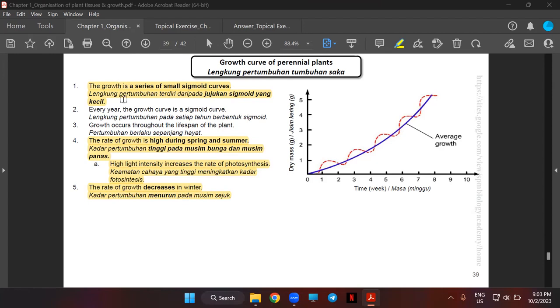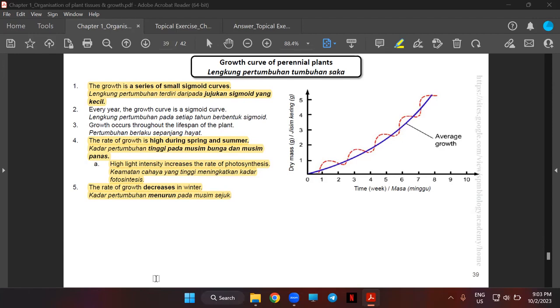Kalau kamu tulis nombor 1 dan nombor 4 ni sebenarnya you dapat 3 markah. You get 3 marks actually. Number 4 is 1 mark, 4A is another mark. Okay? But I'm teaching you to write in a full form. Full form, all right? Yeah, all right, no problem. Arisha asking me, sir, how does the rate of growth decrease in Malaysia? Yeah, overseas due to winter, yeah, betul.